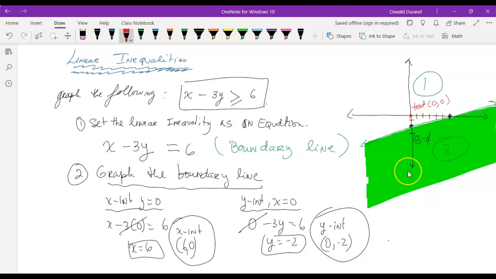And that's it. That's the way you graph linear inequalities. Okay. All right. So let's stop right there.